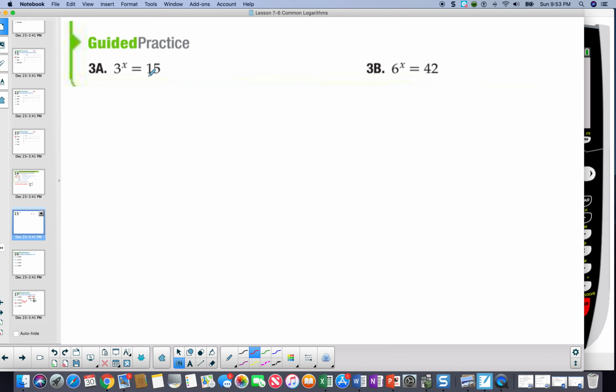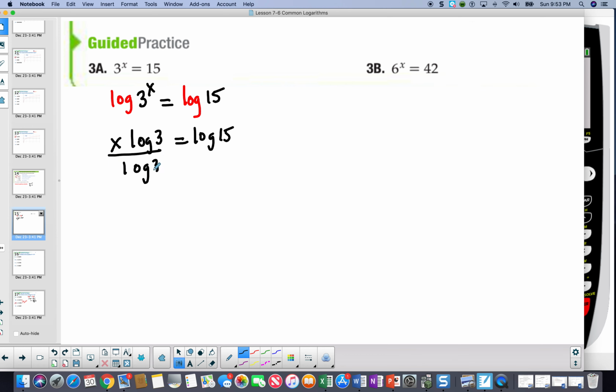We can solve these another way, but we're practicing with common logs. So I'm going to take log on this side, and I'm going to take the log on this side as well. So I'm going to take the log of 3 to the x equals log of 15. So I took log of both sides. Now I'm going to bring down the x because that's one of my properties. And log 3 is a number. Log of 15 is a number. I want to isolate x, so I'm going to divide both sides by log 3. Log 3 reduces.